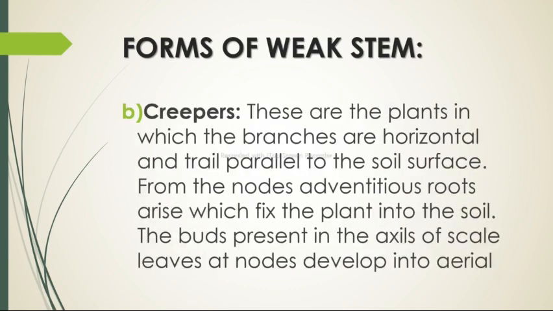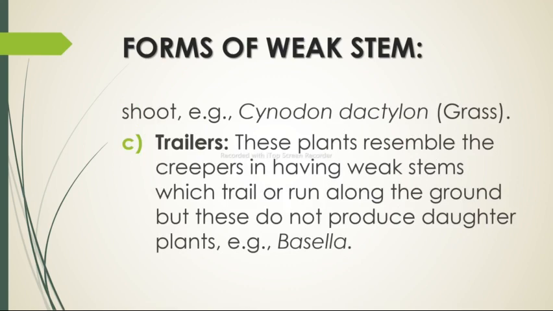The next type is the creepers. These are the plants in which the branches are horizontal and trail parallel to the soil surface. From the nodes, adventitious roots arise which fix the plant into the soil. The buds present in the axils of scale leaves at nodes develop into aerial shoots, for example in Cynodon dactylon, which is also known as grass.